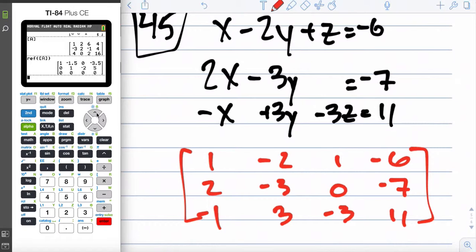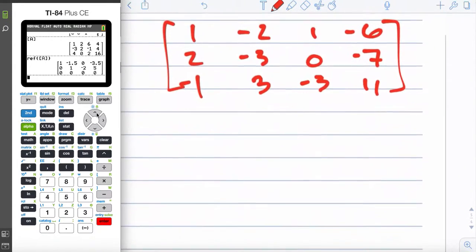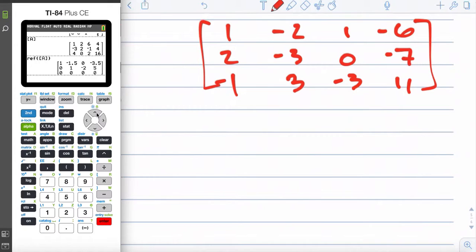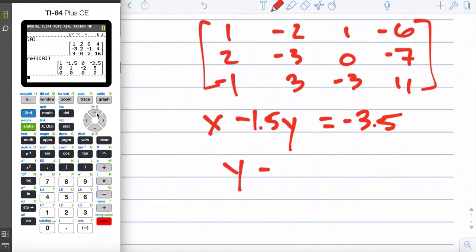So I get that. Oh, a dependent system. So I get these equations. I get x minus 1.5y is equal to negative 3.5. I get y minus 2z is equal to 5.